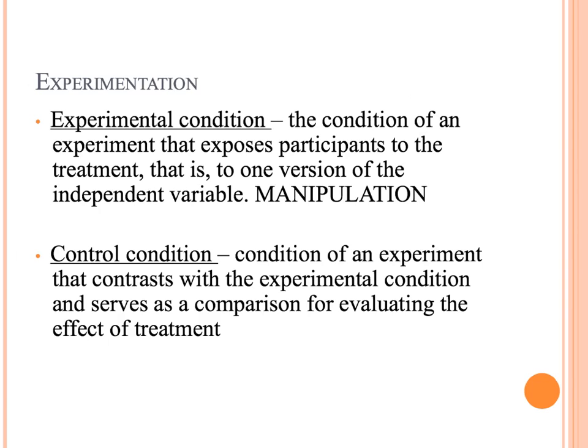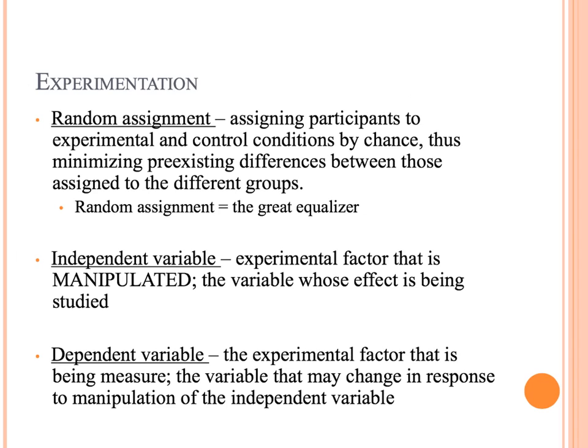But how do we determine who is placed in which condition? Who receives the treatment or manipulation and who does not? This is determined by random assignment. Like random sampling for a survey, random assignment involves assigning participants to experimental or control conditions by chance, thus minimizing pre-existing differences between those assigned to the different groups. This is an effort to minimize or eliminate bias.